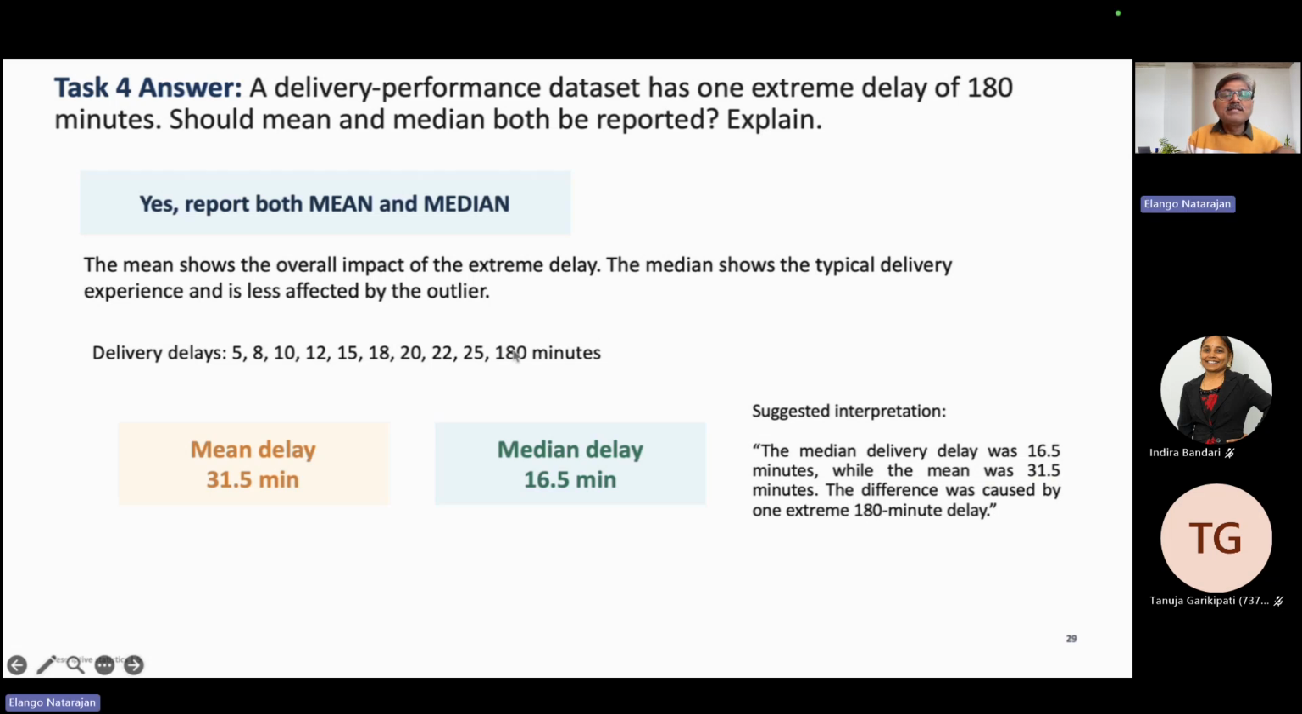Because if you don't consider this 180, the rest everything is okay. The mean and median would be close to each other. But because this 180 minutes is included in the data set, ultimately it has pulled the mean up to 31.5 minutes. It is higher, so there is a big difference between them. So you can write like this: on seeing the huge difference between mean and median, we understand that there is one extreme delay there. That is the one causing this difference.